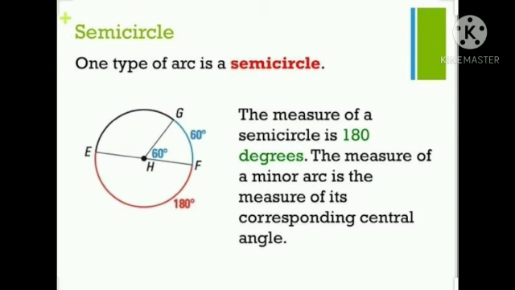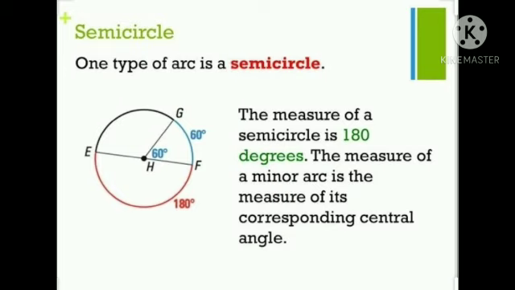Now the next type of arc is semicircular arc. Now how will you get your semicircular arc? When a diameter divides your circle into two parts, it is your semicircular arc. How will you get minor and major arc? When chords divide your circle. But how will you get a semicircular arc? When a diameter divides your circle into two parts, that is known as your semicircular arc.